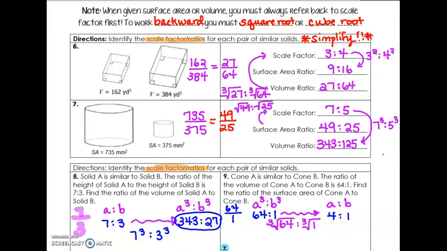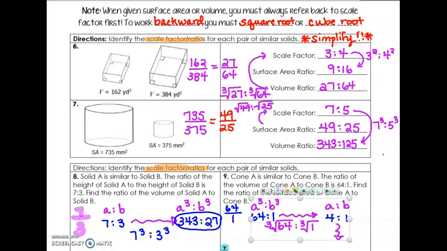Now, I'm not done here, can't stop here because I need to find the ratio of the surface area. That's what I'm looking for in this case. So, I keep going. And to get to surface area, I just square these numbers. So I do 4 squared to 1 squared. 4 squared is going to be 16. 1 squared is going to be 1. So my answer for the surface area ratio between cone A to cone B is 16 to 1.